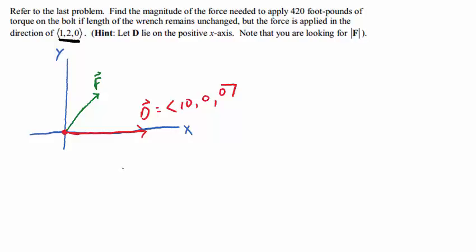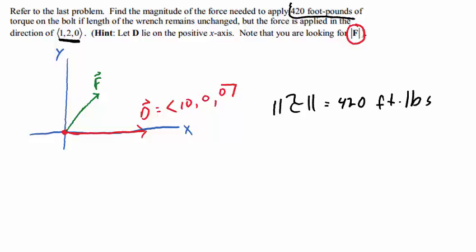Okay, so what we want in this problem is the magnitude of F. And we know that the torque, represented by this Greek letter tau, and the magnitude of that, represented by the double bar symbols, we know that is 420 foot-pounds, given up here in the statement of the problem. So how can we find the magnitude of F given this information?